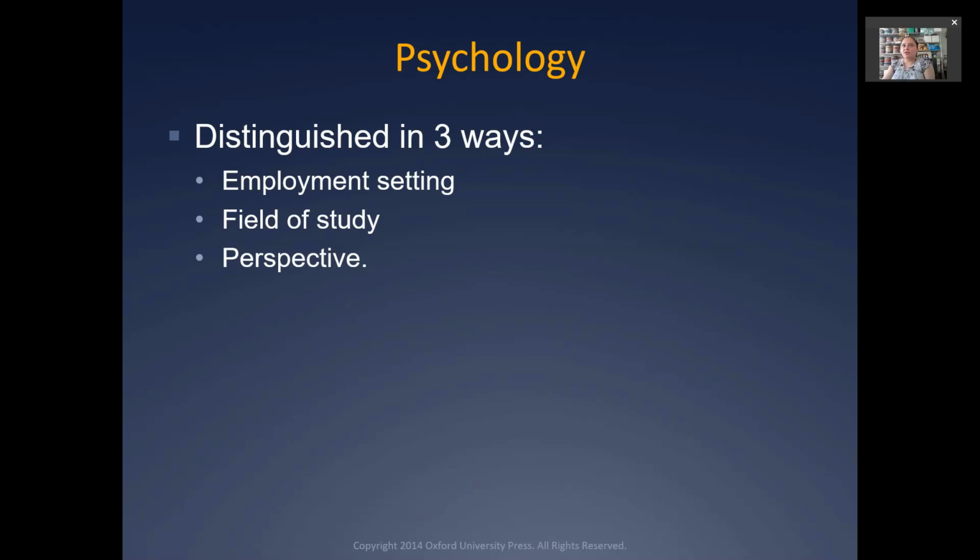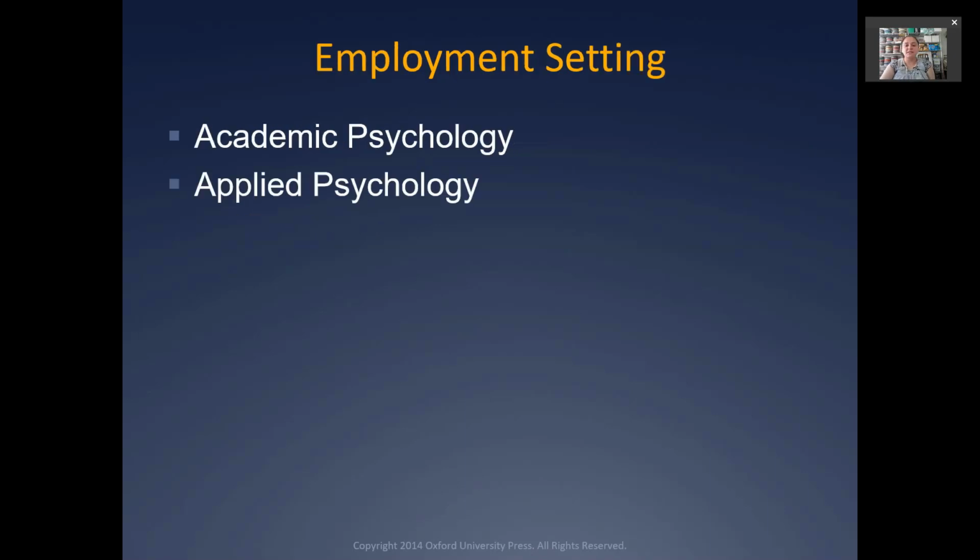Most psychologists end up being in either academic psychology or applied psychology. When we talk about academic psychology, we're talking about people like me. We conduct basic research, which means we conduct research and teaching for the purpose of advancing knowledge. I'm here teaching this class. I also conduct research. I'm an academic psychologist. I'm a professor.